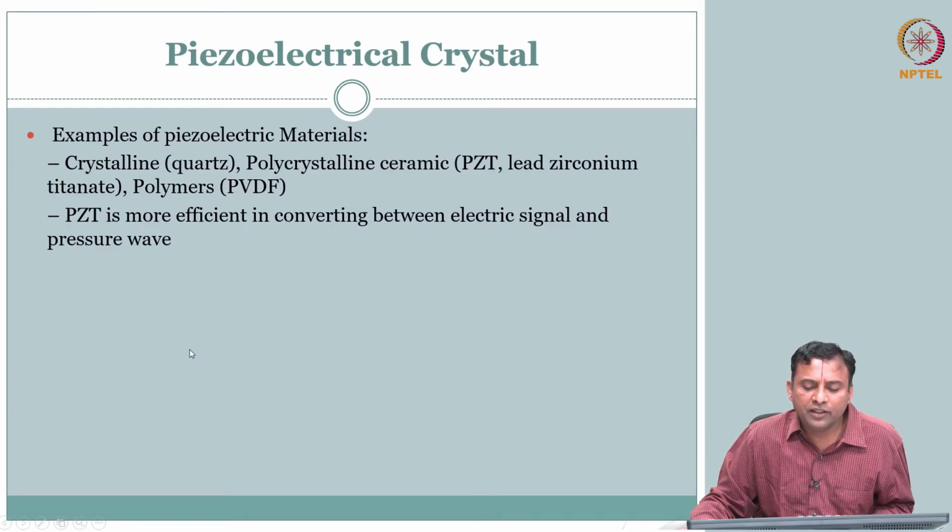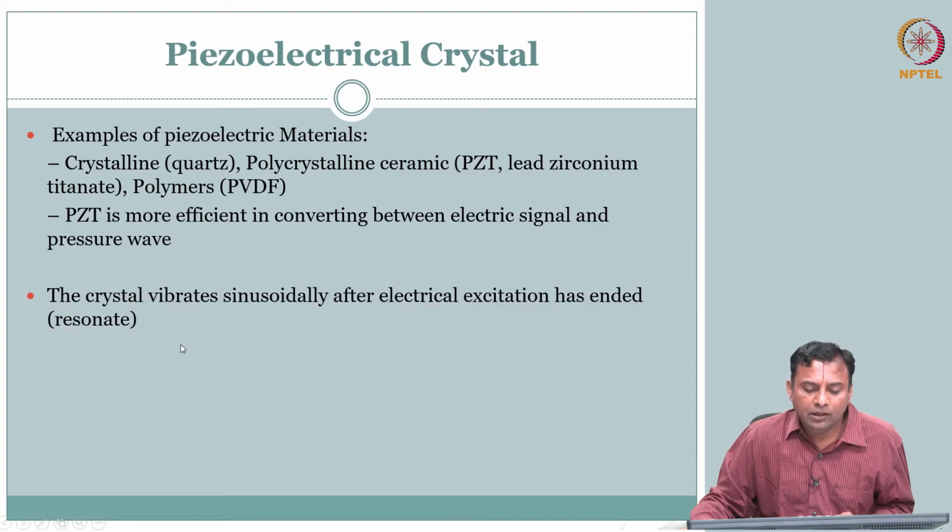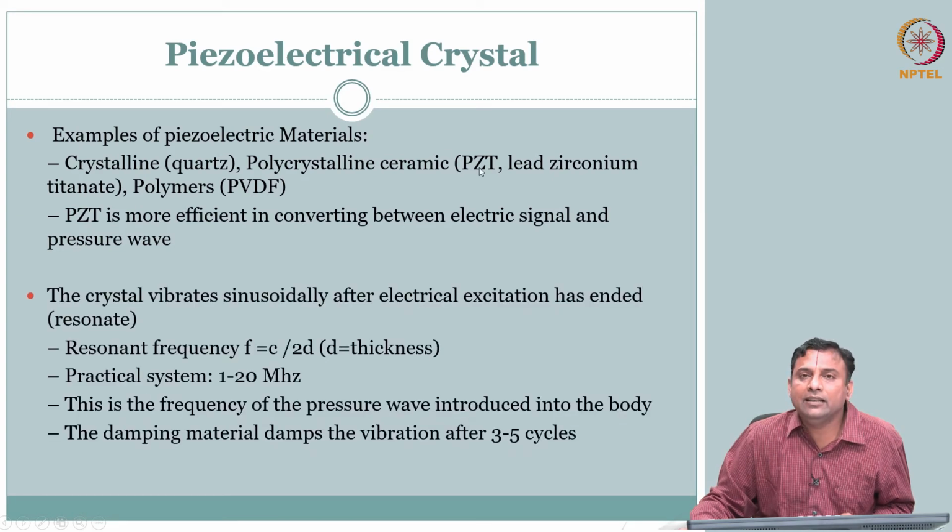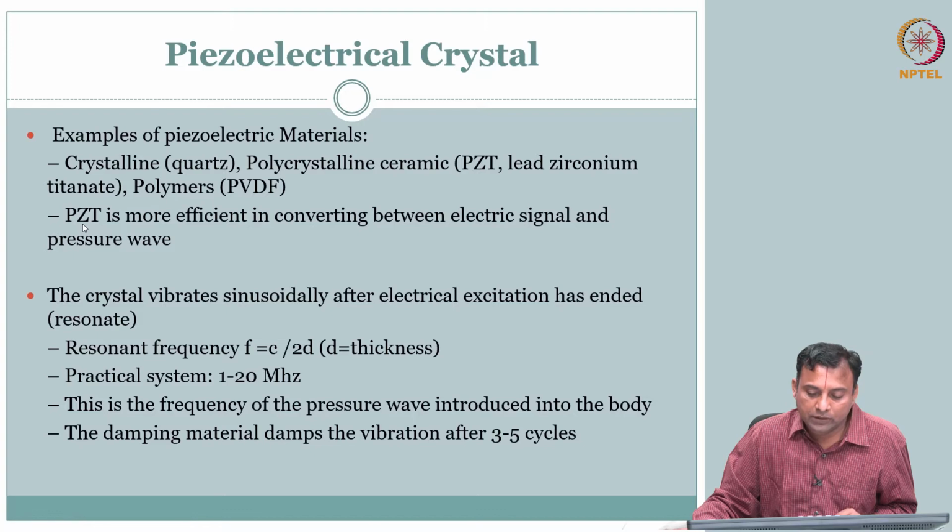So you have several different materials available. By far PZT is the one that is used. You have PVDF, polyvinylidene difluoride, but that is a very sensitive material, and so usually this is used for calibrating transducers that are used in clinical application. Okay. So PZT is more efficient in converting. This conversion efficiency is important, and therefore PZT is popularly used.